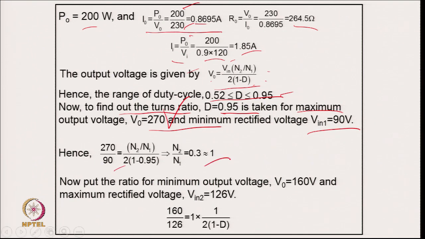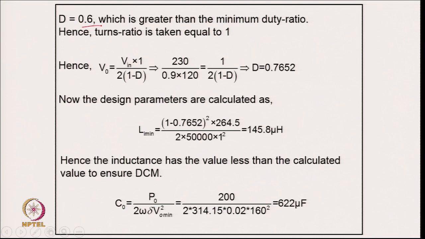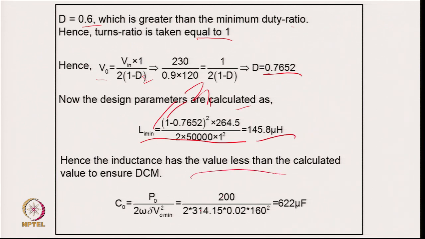So, keeping the values, the turns ratio comes 1, and now put the value of minimum output voltage 160 and maximum rectified voltage. So, from this we can find out the duty cycle D equal to 0.6, which is greater than the minimum duty ratio, hence the turns ratio is 1, and from this output voltage relation we can find out the duty cycle 0.7652, and the minimum inductance from this inductance relation is 145.8 microhenry, and the output capacitor, putting the value, it comes 622 microfarad.